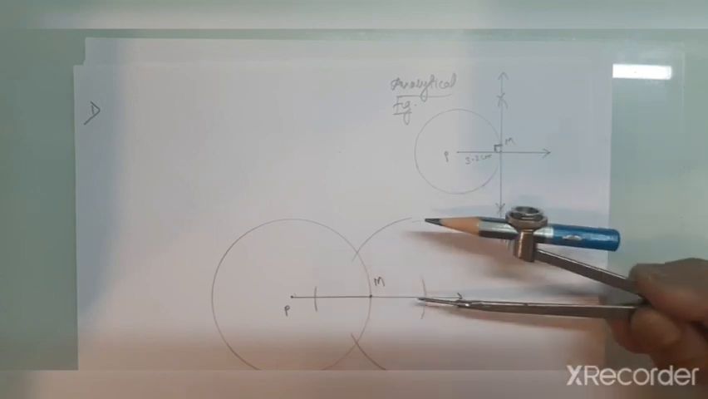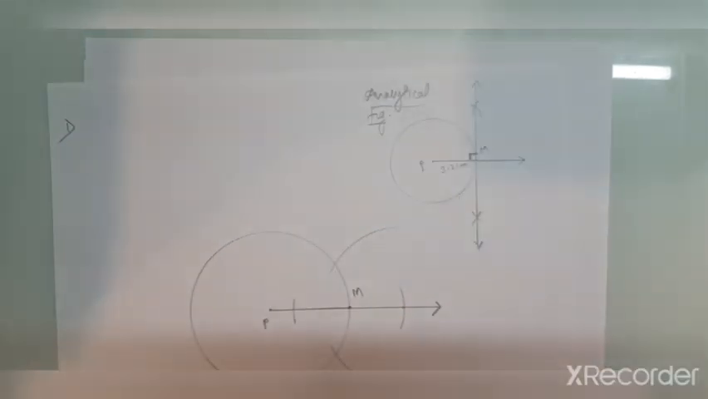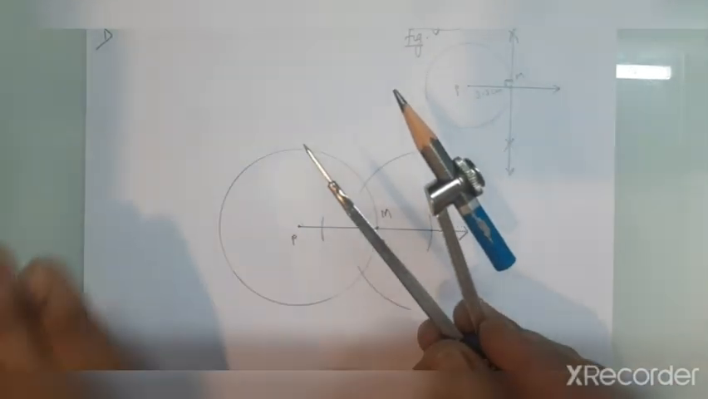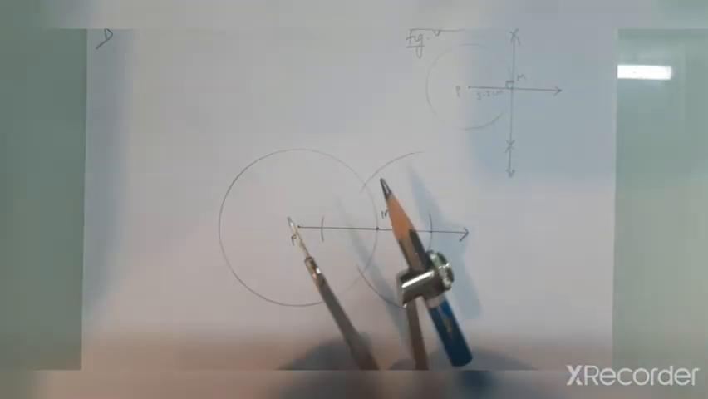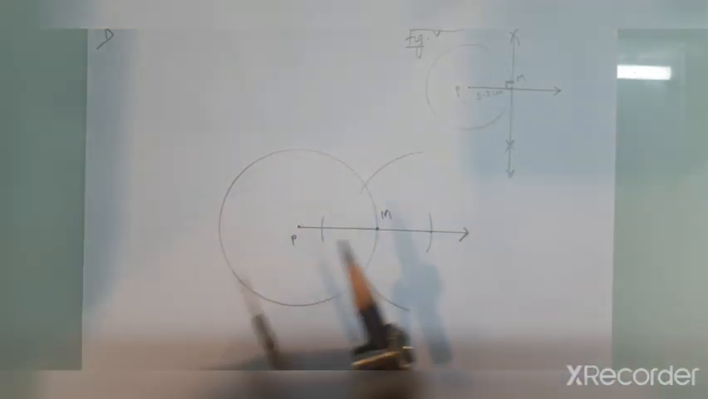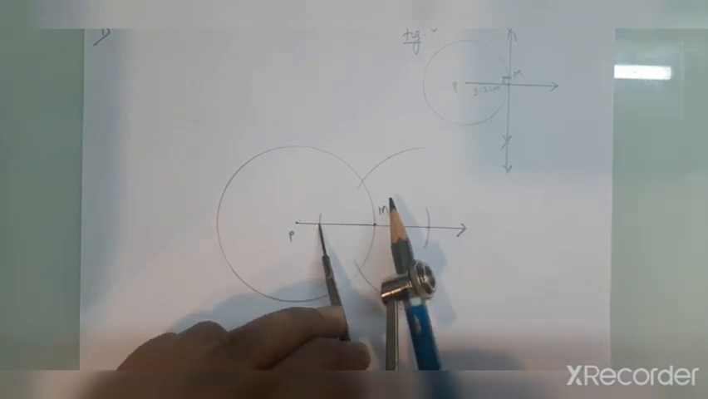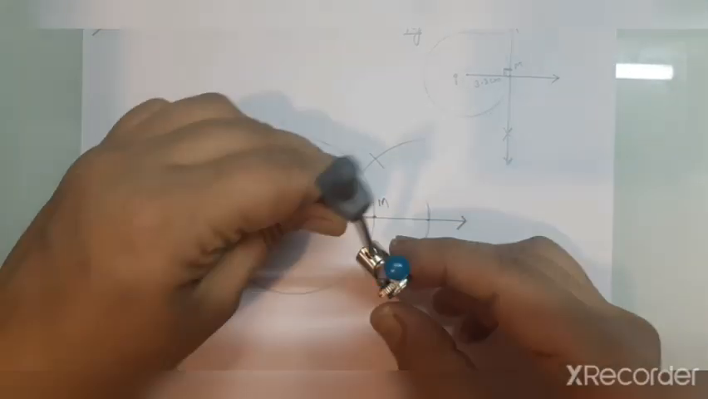I'll keep the pointer on one arc and make an arc at the top and bottom. Now with the same distance, I'm not going to change the distance. Once I keep the pointer here and make an arc up and down, I will not change the distance. I'll keep the pointer on the other arc and cut this arc.